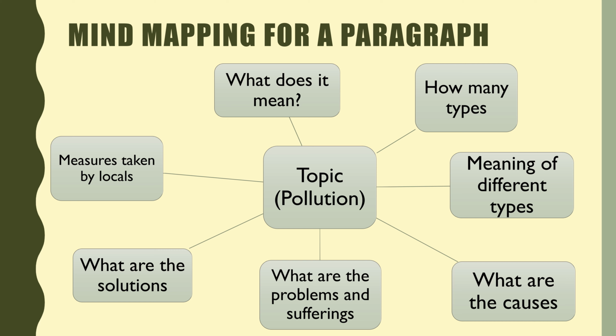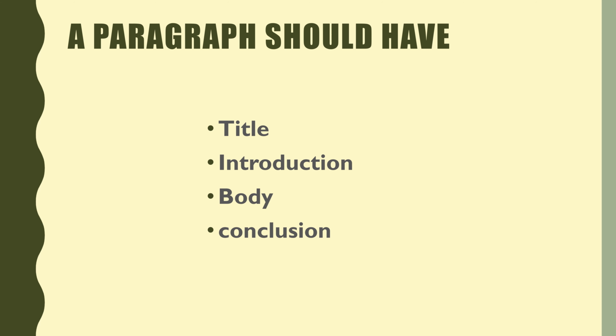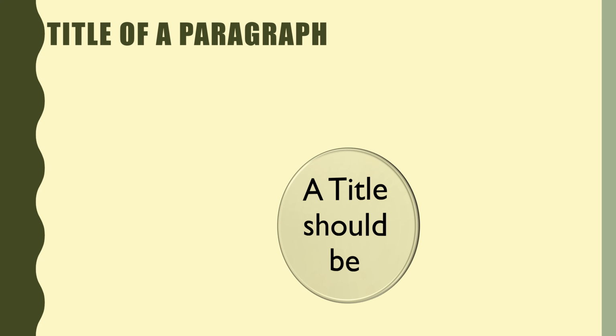So you have to understand at what level you are and what things you want to include in a paragraph, and accordingly, you have to organize your paragraph. Depending upon the level of your class, you can write the paragraph. You also have to think about the sequencing, which part will come first, which part will come second. A paragraph should have a title, introduction, body, and conclusion. Let us see how they can be made.